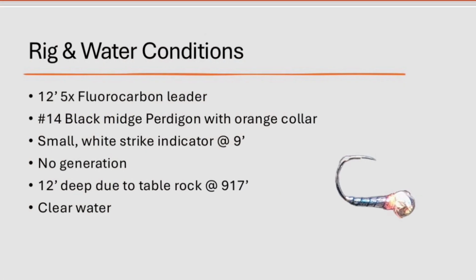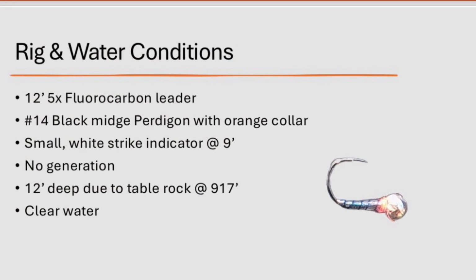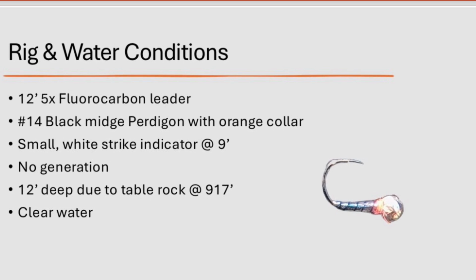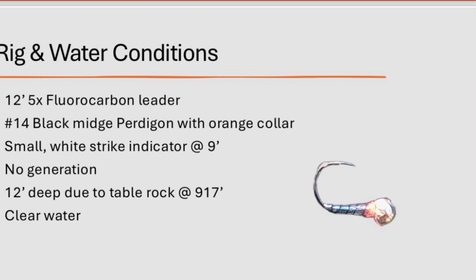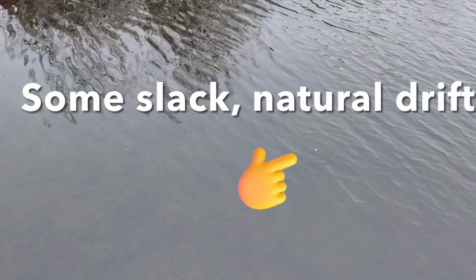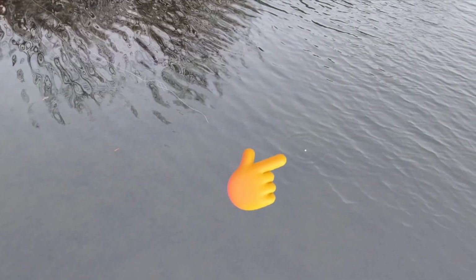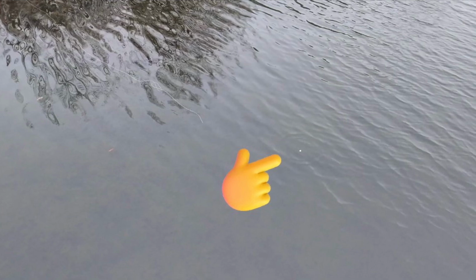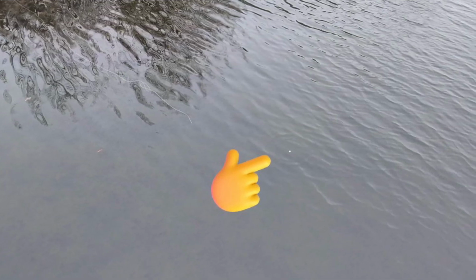I'm fishing a 12-foot leader that's 5X fluorocarbon and fishing a black midge perdigon that can go down deep and stay near the bottom. I use a roll cast to cast out from the side of the boat at least 20 feet. And as we're drifting, I'll give a brief twitch to the strike indicator every now and then.